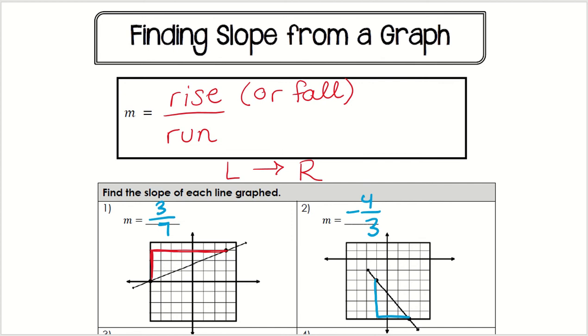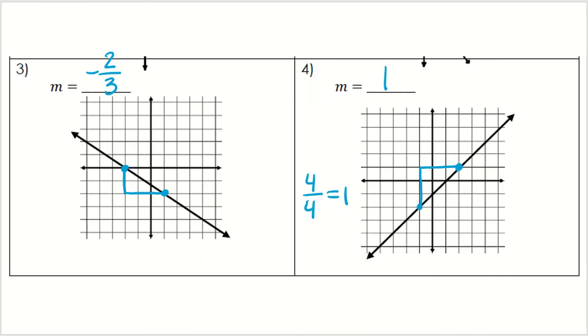All right, so here's the answers for 1 and 2. You should have gotten 3/7 and -4/3, and I kind of showed my little arrows or my little lines there to show you how I got that. And here are the answers for 3 and 4. You should have had -2/3, and number 4, you should have had 1. For these, you might have had different points on your graph, but you will still get the same slope as long as you are counting your number of steps correctly.